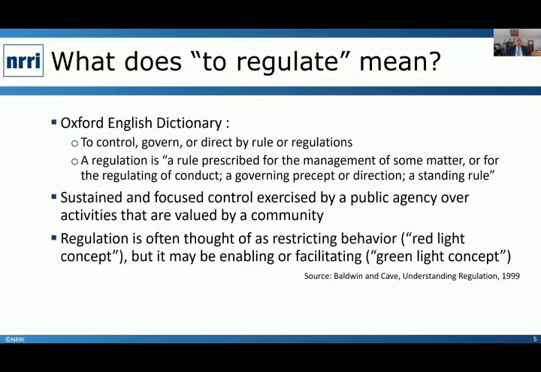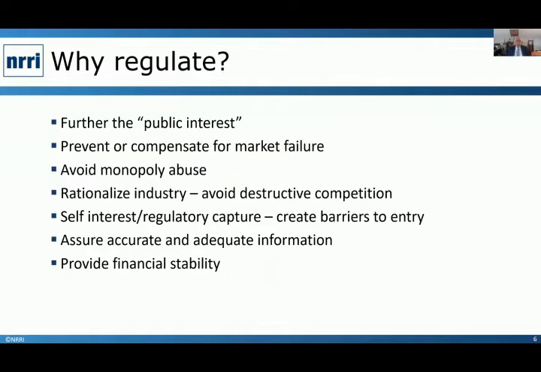So why do we regulate? Well, the simplest answer on its face is to further the public interest. And for those of you who've been involved in regulation for a long time, you know that that term public interest really can be defined in a whole variety of different ways, and a lot of it depends on the perspective of those people who are providing it.